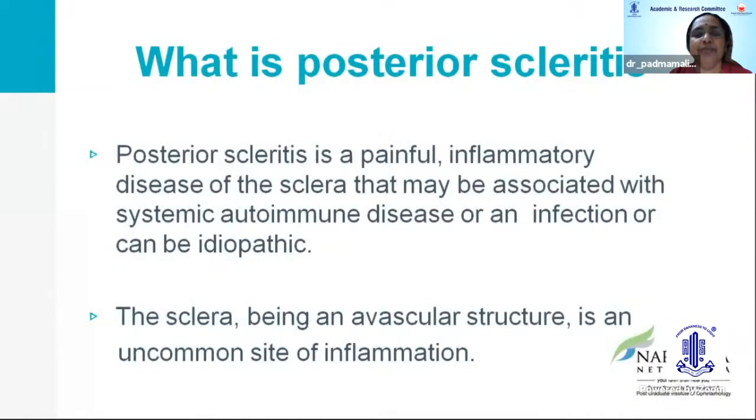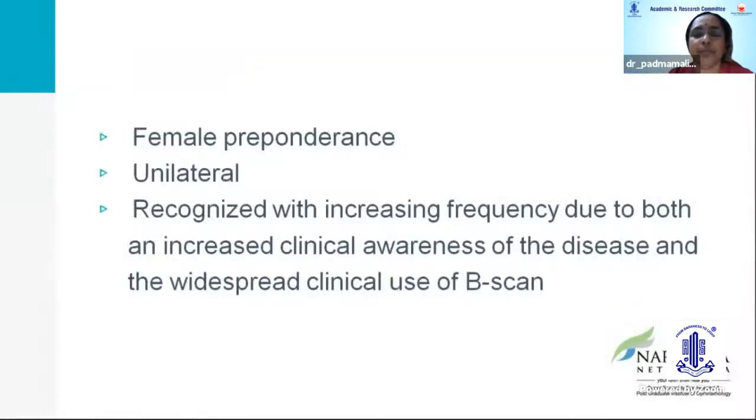Posterior scleritis is a painful inflammatory disease of the sclera that may be associated with systemic autoimmune disease or an infectious disease, or it can be of idiopathic etiology. The sclera being an avascular structure, it is an uncommon site of inflammation. Posterior scleritis occurs commonly in females, with unilateral presentation, and is recognized with increasing frequency due to increased clinical awareness of the disease and the widespread clinical use of B-scan ultrasonography.